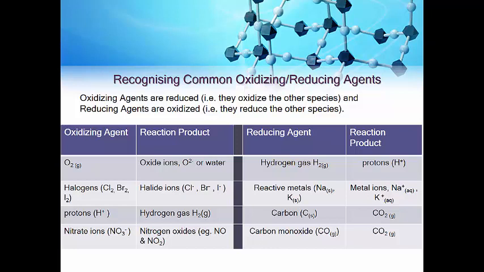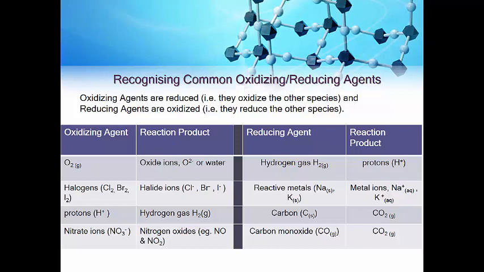Examples of oxidizing agents are O2 gas and your halogens. Oxygen gas goes to O2 minus, and your halogens go to Cl minus or Br minus. You've got your protons, so H plus going to H2, and you've got your nitrate ions, NO3 minus going to NO or NO2. So these are oxidizing agents, and the actual process of those is a reduction process. For reducing agents, we've got H2 gas going to the proton, so you can see it's going back the other way there. The H2 gas is being oxidized into H plus.